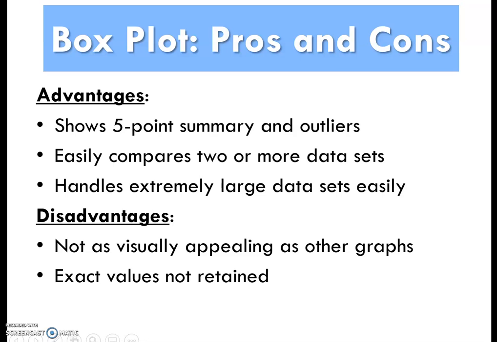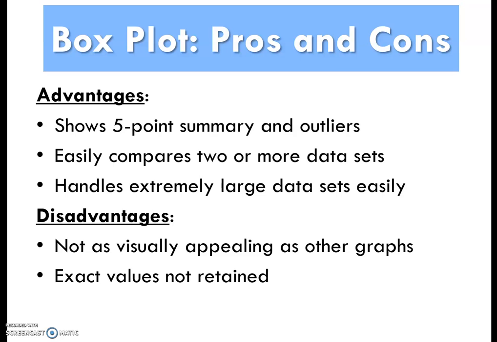Pros and cons. So advantages, you can see the 5 points pretty clearly. You can tell the highest and lowest, so that gives you an idea if there are outliers on there. It's definitely easy to compare two box plots. If you have a lot of data that you're trying to put into a graph, this one's pretty good because it really only has 5 values. So when you look at it, you don't know whether there's 5 values or 500 values in the box plot.